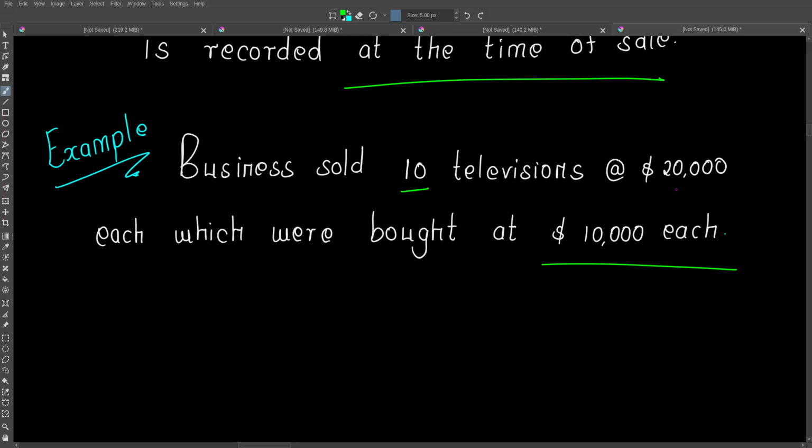So in our case here, we are being told the business sold 10 televisions at 20,000. That one should tell you that is a revenue, okay? But these televisions were bought at 10,000 each. So our cost of sale is basically the cost we incurred to buy these televisions, which is $10,000 multiplied by 10, okay? So that is basically $100,000. This is the cost that you have incurred to buy the televisions, and that is the cost of sale, because as at this point, the sale has happened.